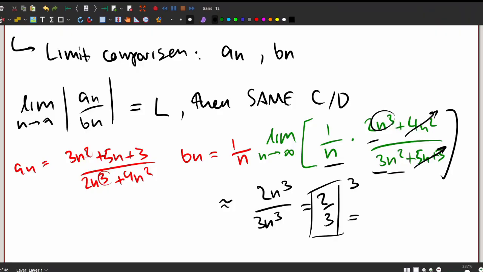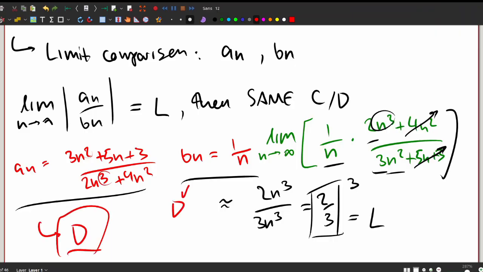So since 2/3 is a real value, it's not an infinite or does not exist, we can say that these two series will have the same convergence or divergence. And from the integral test or the p-series test, we know that b of n diverges. We therefore know that a of n must diverge as well.